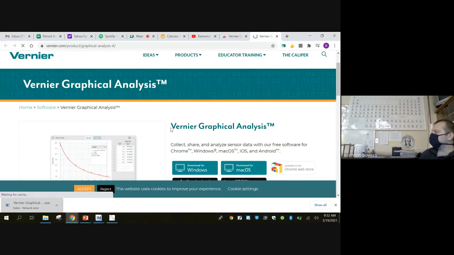All right, so when you guys get to your Chromebooks, you will have to go to the Chrome Web Store. All right, click Launch App.